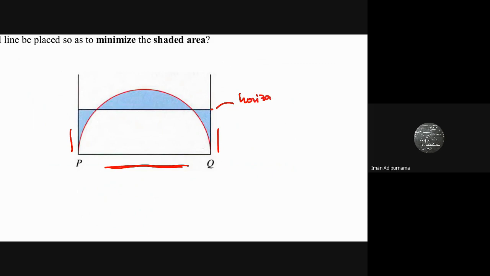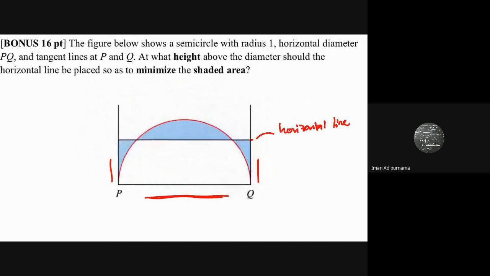Let me write here: the horizontal line that the question is asking about. So we can move the horizontal line, and imagine that this will result in a variable. So we can change this height, let's say h, like that.